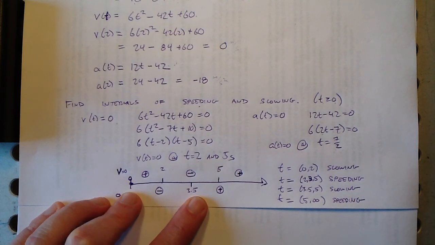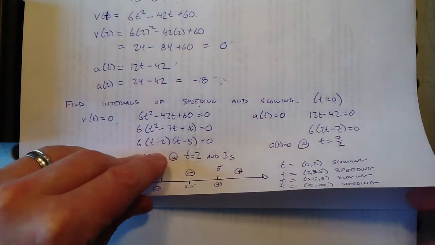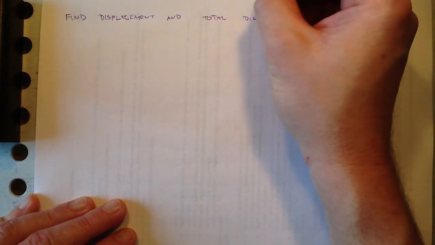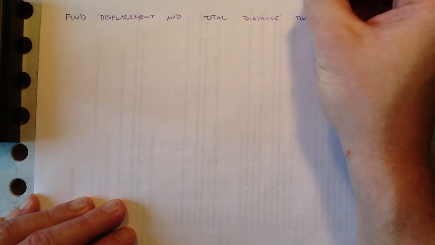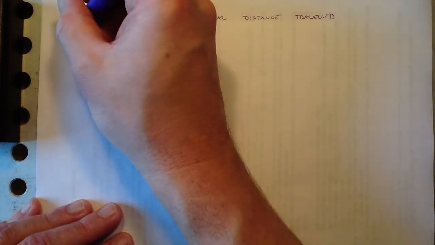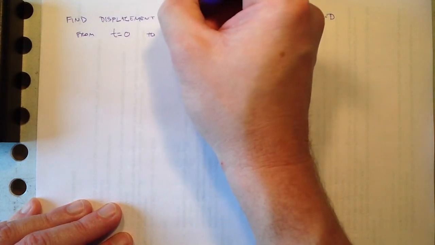Okay? Now, one more thing. I'm still going to use that same function. Let's say we were asked to find the displacement and the total distance traveled. Those are going to be different from time 0 to time 7.